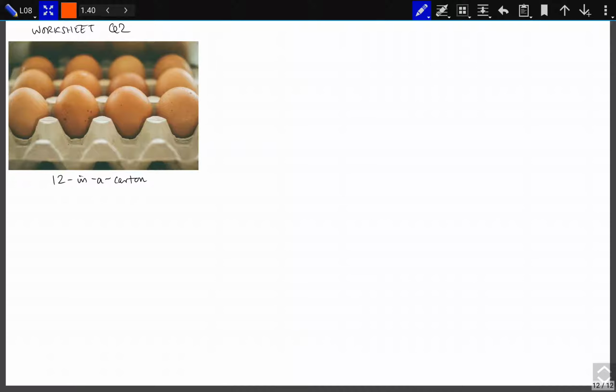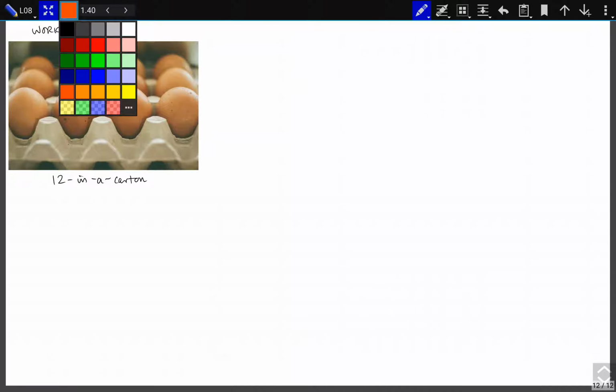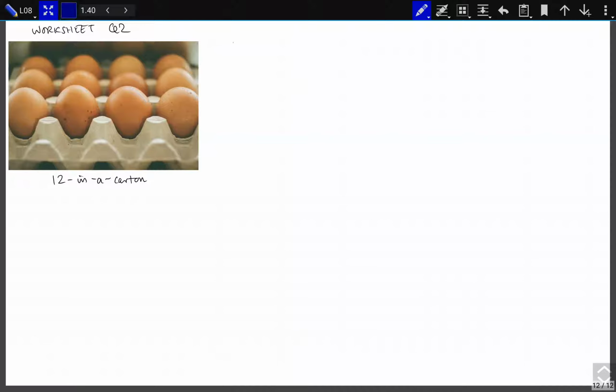Okay, so the experiment that we want to write first, I'm going to assume you've read the question. The experiment is to select a random egg from a random carton. So that means carton first, then egg.